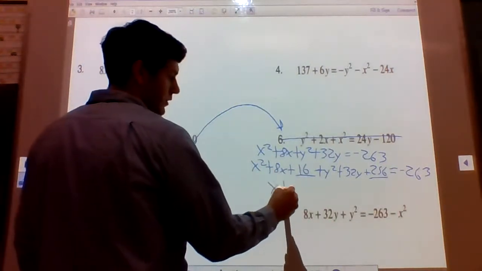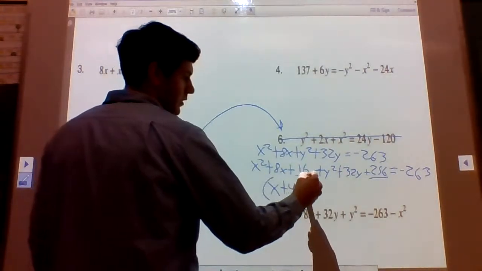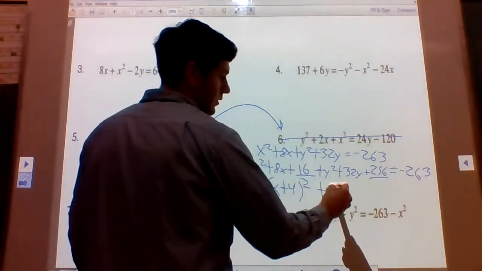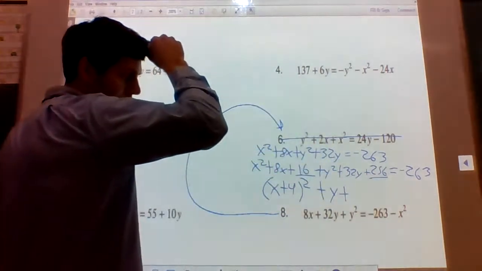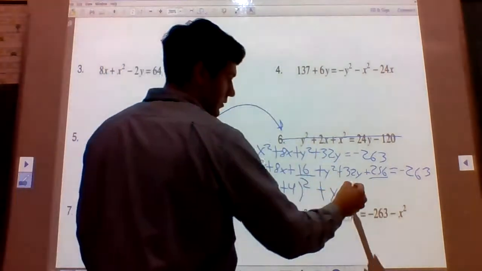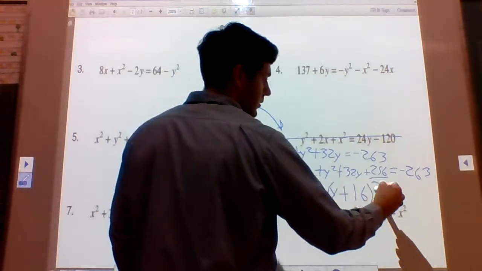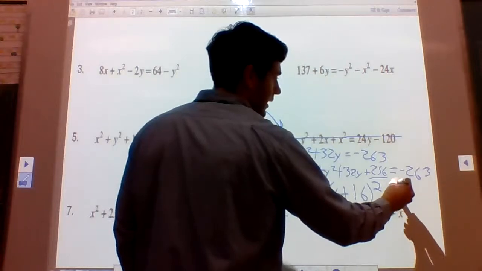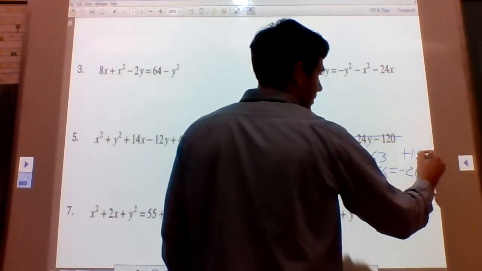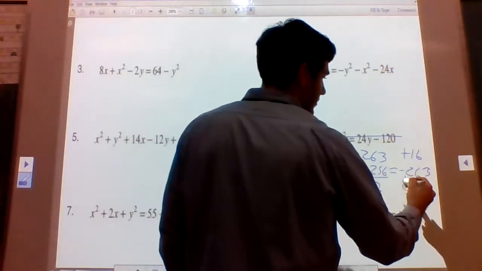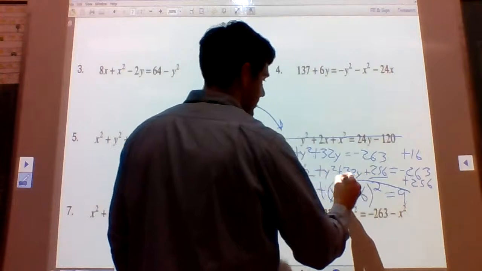This is a perfect square. x plus 4, right? 4 and 4 add to 8, multiply to 16. So that's a perfect square. Here again is a perfect square. 16 and 16 add to 32. 16 and 16 multiply to 256. If we added 16 to that side, we had to add 16 to this side. And we had to add 256, which is going to give us 9.